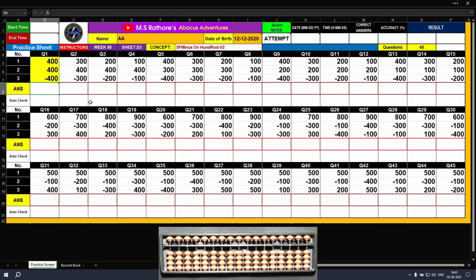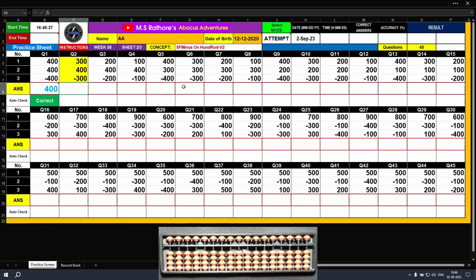So this variant 2, or the second worksheet of this week, week 58, covers the same concept, small friends minus on the hundredths rod. Let's solve question number 1. Plus 400. There is again plus 400. So we will use the plus 4 formula. Plus 4 equals plus 5 minus 1. Now the answer is 800. Then comes minus 400 as the third value. Minus 4 equals plus 1 minus 5. And the answer is 400.